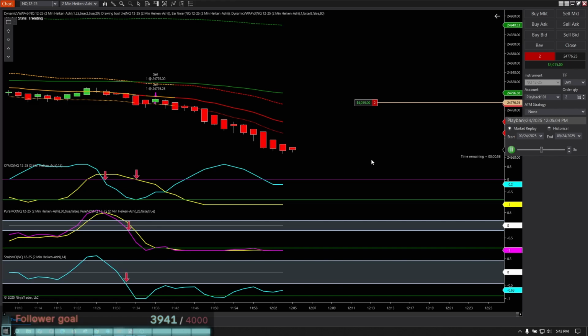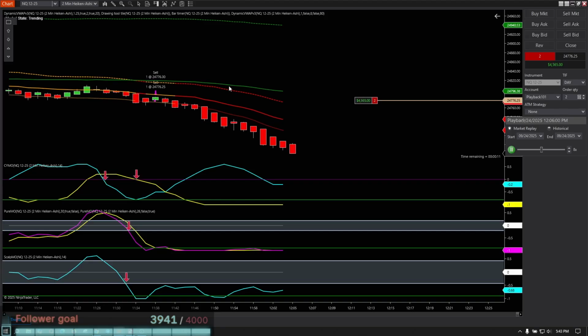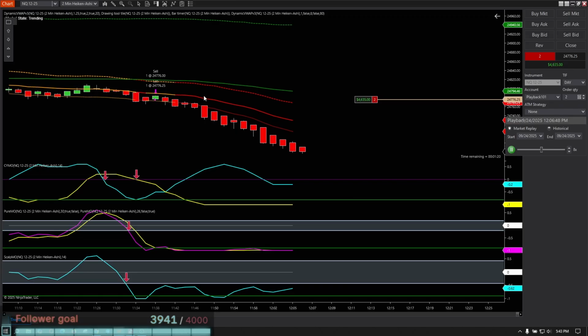So here we go, guys. What do we do once the market goes into a trend? Now, you don't have to sit here and second guess whether this is a trend or not because the dynamic VWAP changes color. It went from orange to red. It's telling you that the market is trending. It also prints it right here. It's telling you that the market is trending.